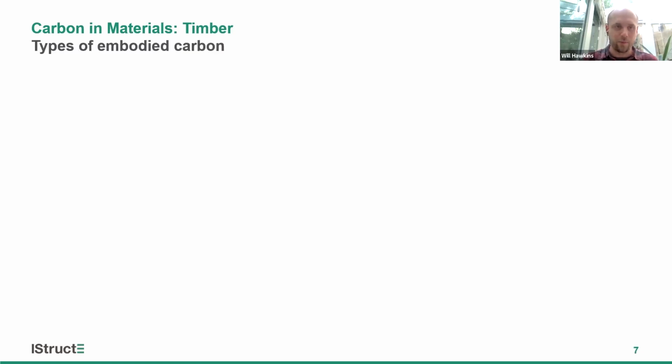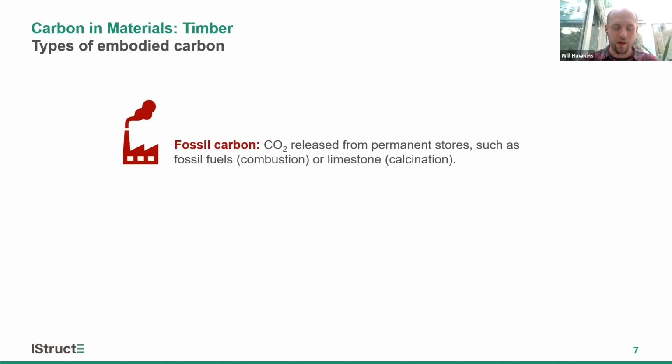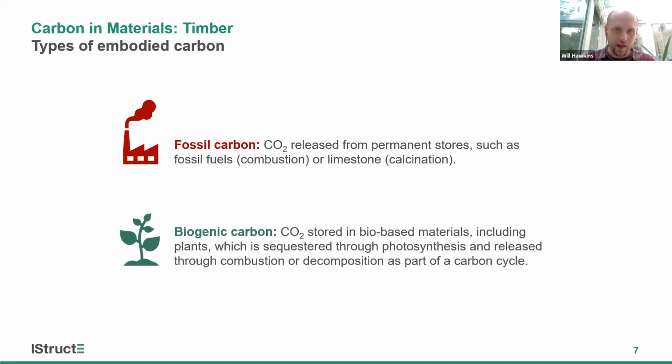So to answer this, we need to talk about different types of embodied carbon. On the first hand, we have fossil carbon, and that is CO2 released from permanent stores, such as fossil fuels through combustion or limestone through calcination. And on the other side, we have biogenic carbon, which is CO2 stored in bio-based materials, including plants, which is sequestered through photosynthesis and released through combustion or decomposition as part of a carbon cycle. And unlike other structural materials, timber and natural plant-based materials have both, which is where this complexity and this discussion comes from.